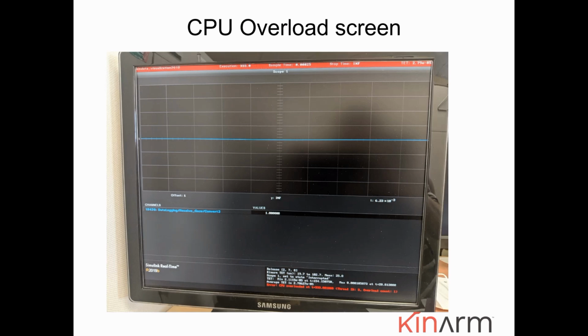Here's a picture of what the screen looks like if you have a CPU overload. A nice red bar at the top tells you that there was an error and the task is stopped. Most people will never see this error. We've tried to make sure there's more than enough TET for people to make experiments with.